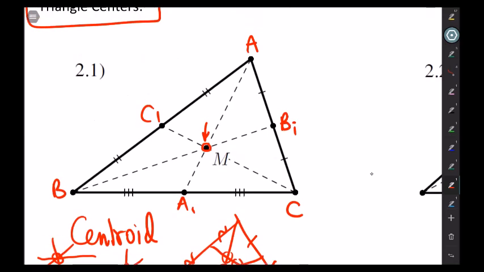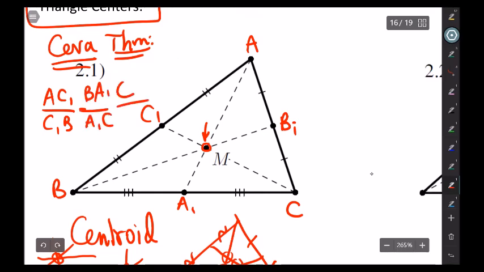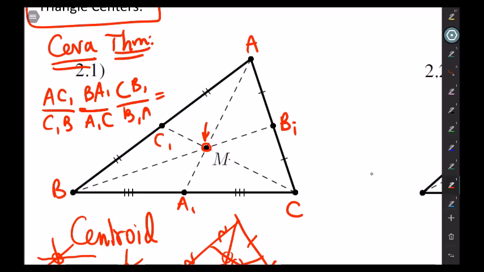Yes. Okay, so for those who have seen Ceva's theorem, the proof with Ceva is just one line, right? We can use the converse of Ceva's theorem. So all we do is check this ratio: AC1 to C1B times BA1 to A1C times CB1 to B1A. If we can show that this is equal to 1, then we are done. Is this equal to 1?